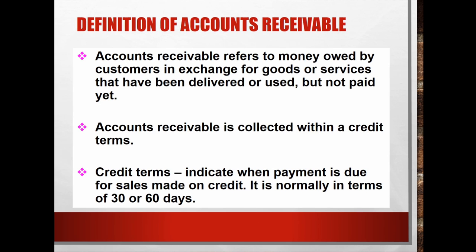Now we must know the definition of accounts receivable. Accounts receivable refers to money owed by customers in exchange for goods or services that have been delivered or used but not paid yet. Accounts receivable is collected within a credit term. The credit term indicates when payment is due for sales made on credit. It is normally in terms of 30 or 60 days.